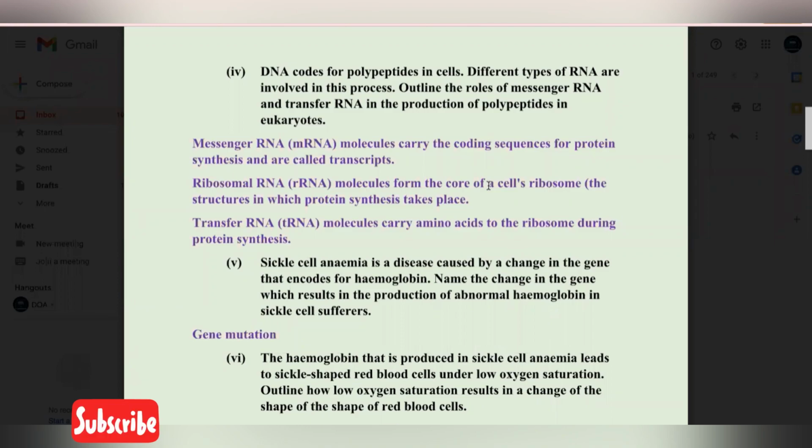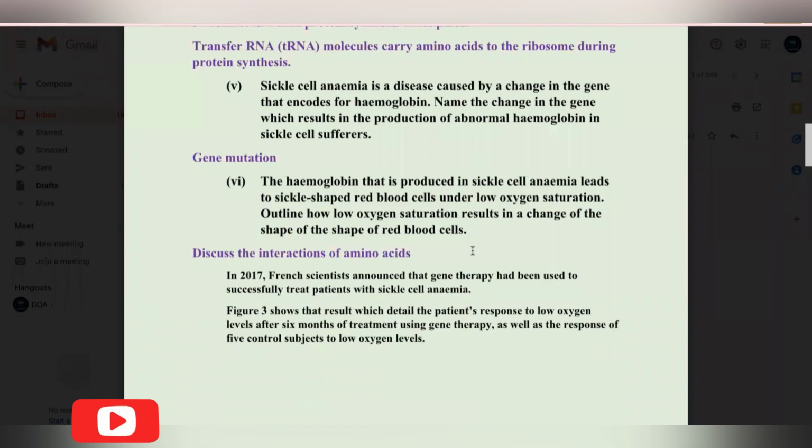So therefore, messenger RNA is that molecule that carries the coding sequence for protein synthesis. Now, when the messenger RNA with the transcript arrives at the site of translation, what will happen is that the transfer RNA will transfer the amino acids that match the mRNA codon to form a new polypeptide strand.